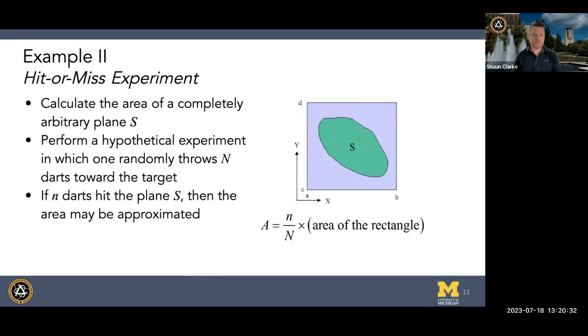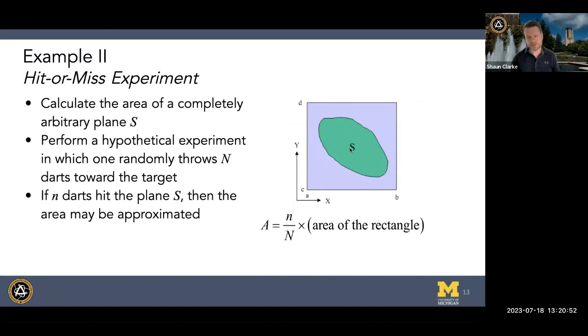Okay, example 2. This is what's known as the hit or miss experiment. Again, you could find this in a lot of Monte Carlo textbooks. I have some references at the very end of the slides for some textbooks that I like. But in this problem, it's a thought experiment where we are trying to determine the area of some surface S.